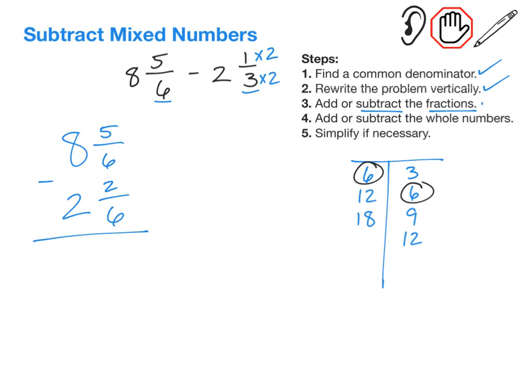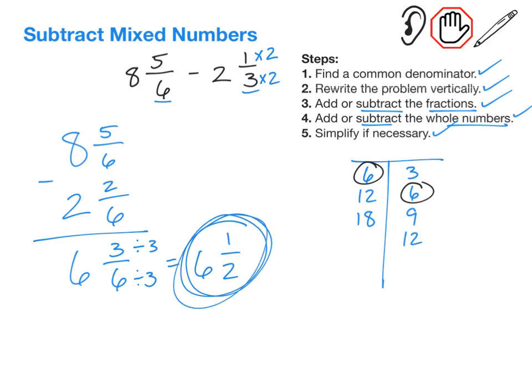So I'm subtracting the fractions. 5 minus 2 is 3. So I'm left with 3/6. And now I can subtract the whole numbers. 8 minus 2 is 6. So I have 6 and 3/6. And my last step is to simplify if necessary. So I see that 6 and 3 both share a common factor of 3. So I can divide both the numerator and the denominator by 3. The 6 stays the same. 3 divided by 3 is 1. 6 divided by 3 is 2. So my difference is 6 and 1/2.